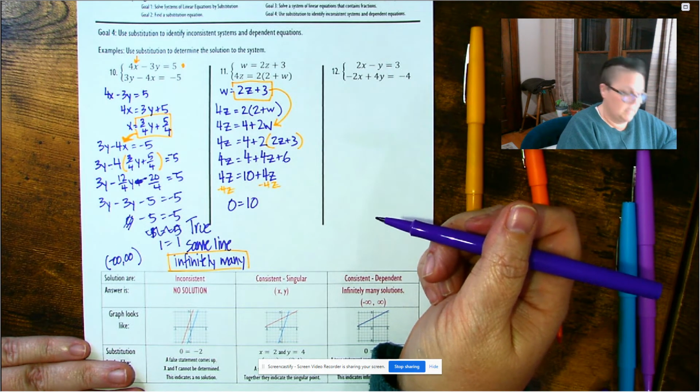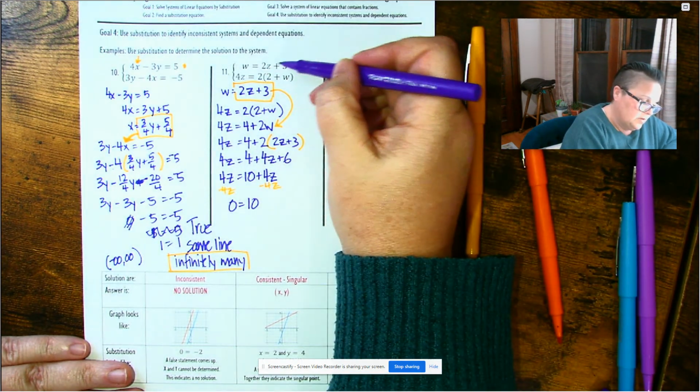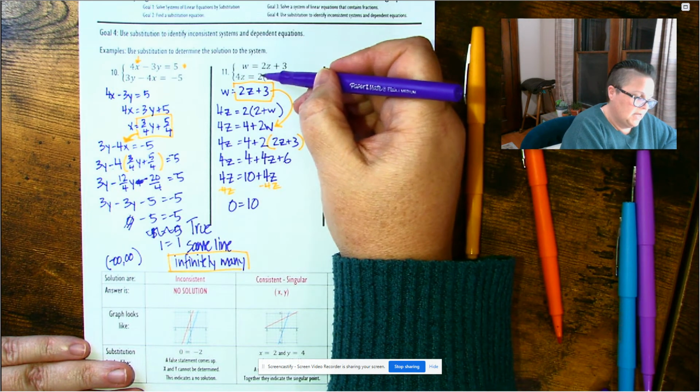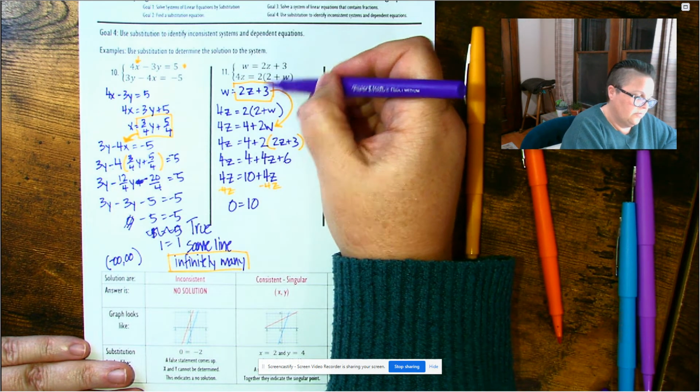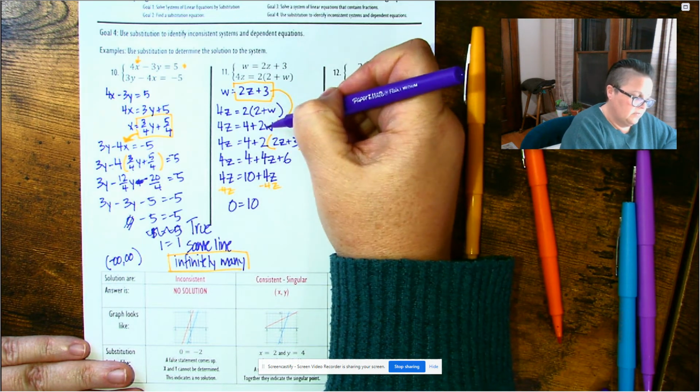0 is equal to 10. Okay, let me just check. 2z plus 3, z plus 3. When I distribute that, I get 2 times 2 is 4, 2 times 2w is w. So I'm going to put all this in for there.